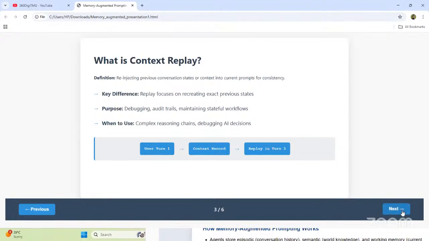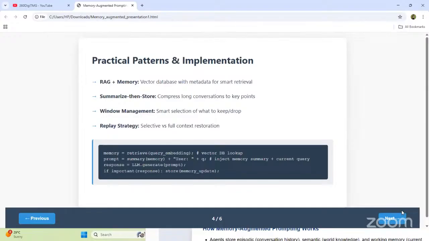Now, we shall see the practical patterns and implementations of these. First, RAG plus memory, which means combining vector databases with metadata to retrieve the information intelligently. Next, summarize, then store: compress older conversations into key summaries to save space. Third is window management, which decides which part of the memory to keep or drop. The last one is the replay strategy, where we choose between selective or full context restoration.